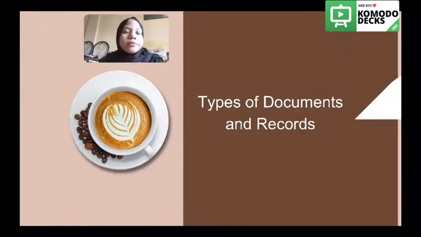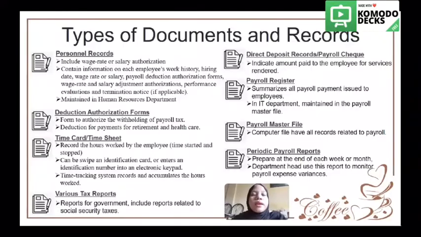Next is types of documents and records. First is the personal record. Personal record is a record that includes wage rate or salary. It mostly contains information about the employees, such as work history, hiring date, wage rate, or salary. Basically, personal records are maintained in the human resource department.